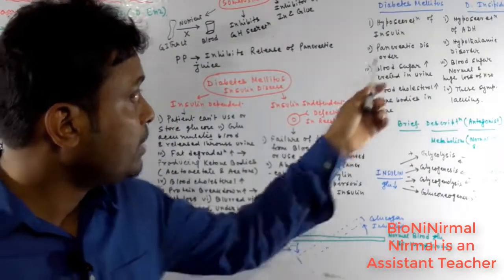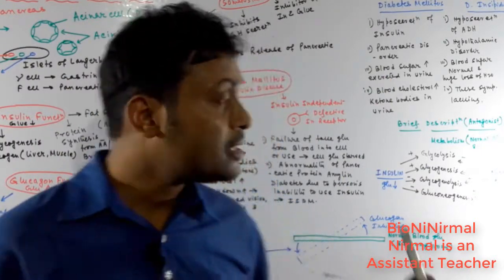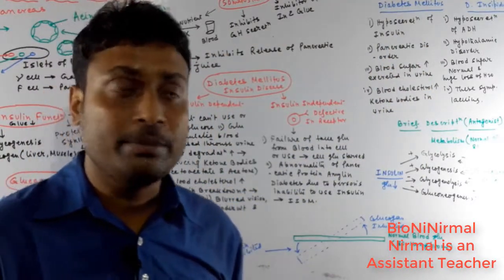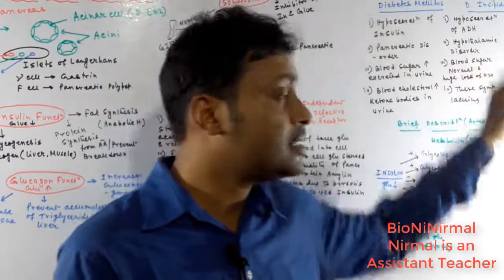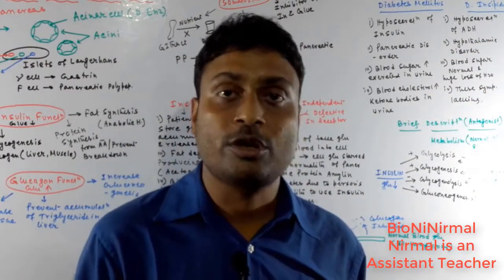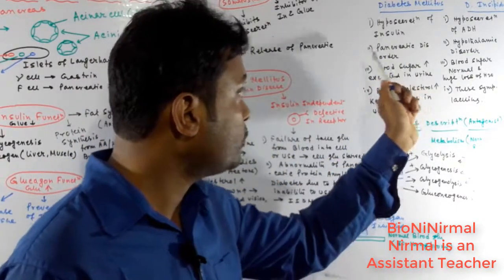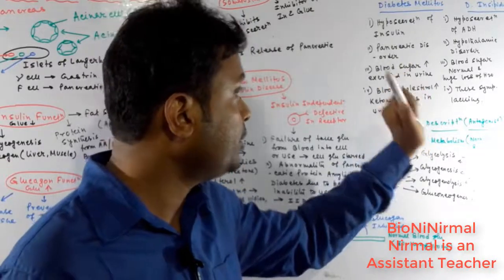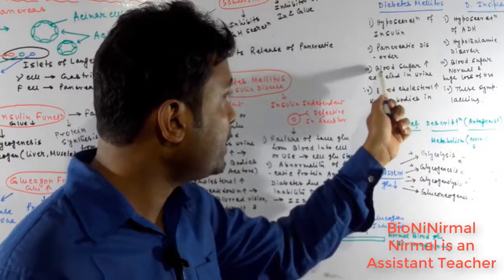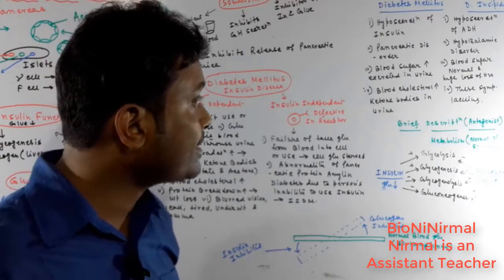And now I shall tell you about the differences between diabetes mellitus and diabetes insipidus. Diabetes mellitus is caused by hyposecretion of insulin from the pancreatic beta cell, but diabetes insipidus disease occurs due to hyposecretion of antidiuretic hormone from the hypothalamus or posterior pituitary gland. So diabetes mellitus is a pancreatic disorder, and this is a hypothalamic disorder.